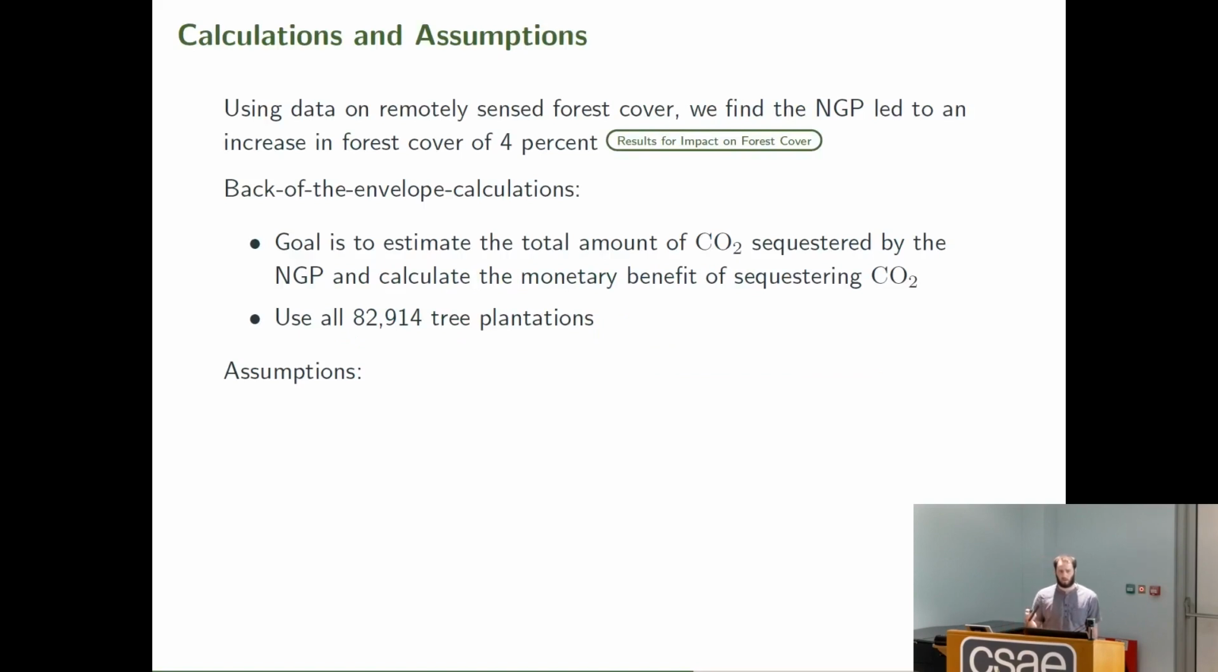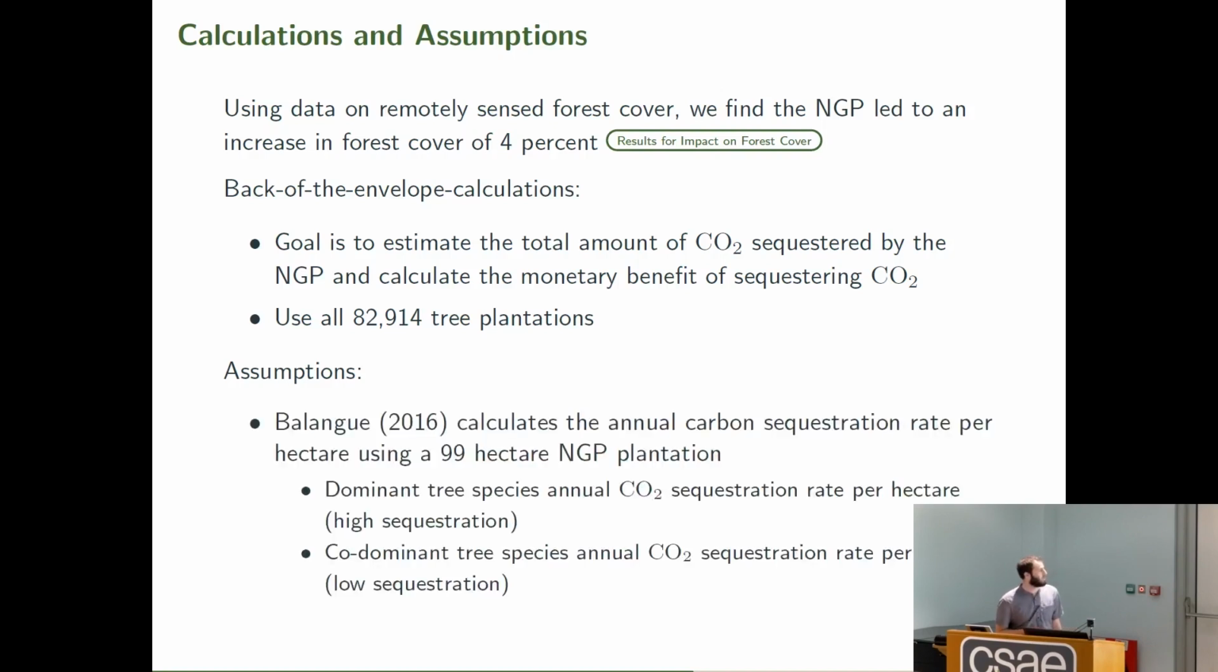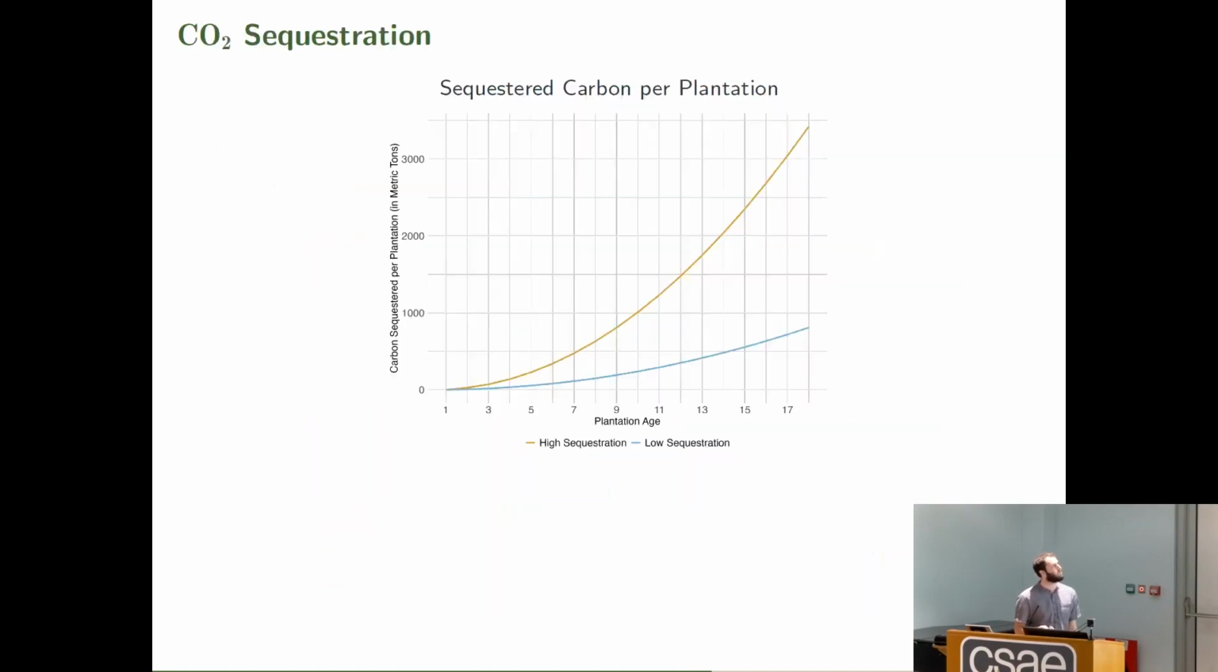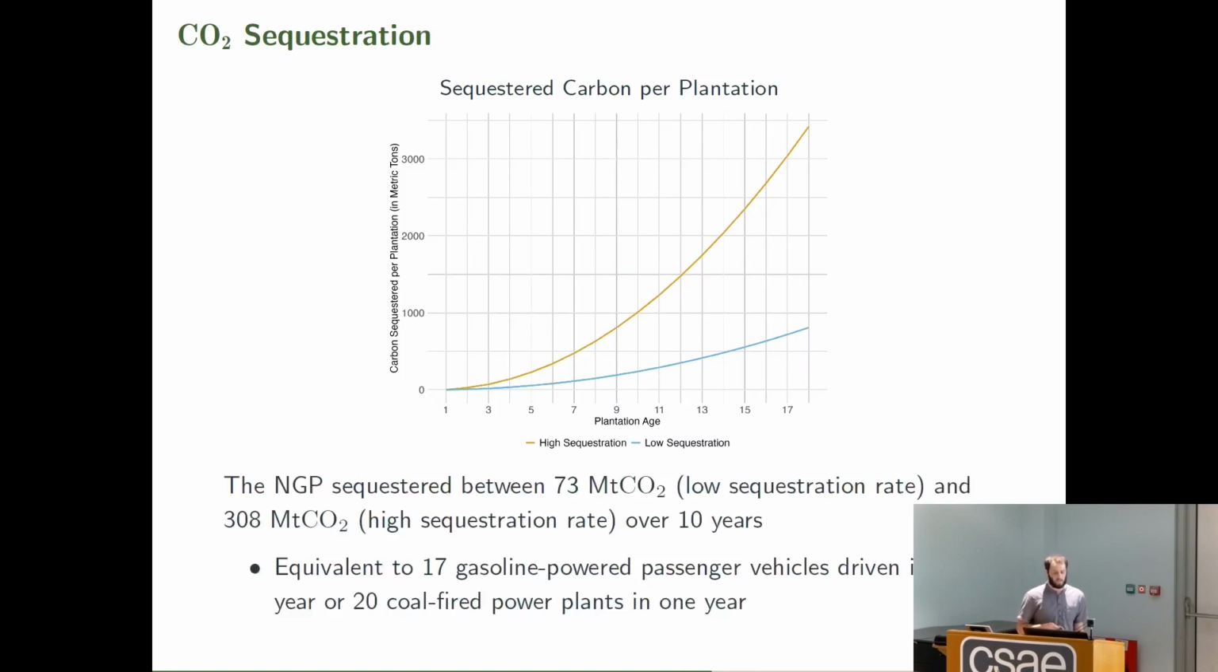Lastly, what I'm going to do is go through how we try to calculate the value of sequestering carbon. Okay, so what we're going to use is this study by Belenge, who's calculating the annual carbon sequestration rate per hectare within a 99-hectare plantation in the Philippines. He comes up with these two carbon sequestration values, one for dominant species and one for codominant species. We can then apply this to all 84,000 plantations within the data set, and we see that the NGP sequestered 73 million tons of CO2 to 308 million tons.